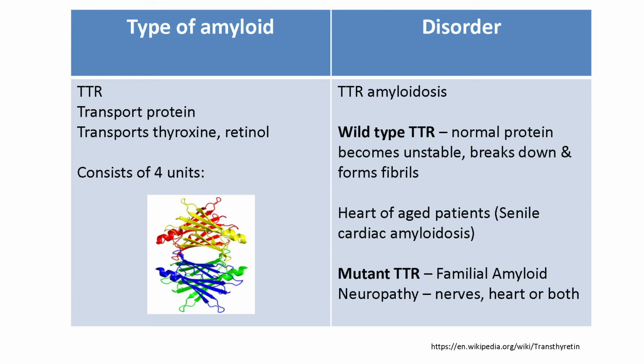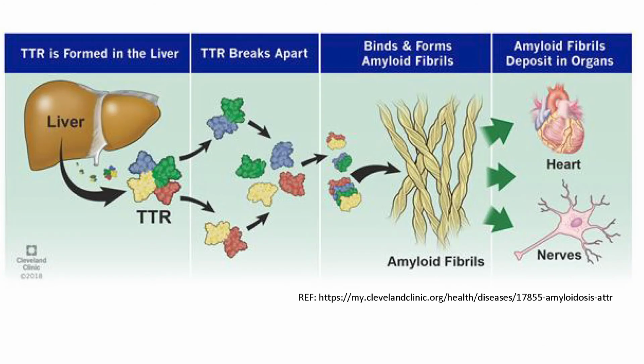Now there are 2 different types of amyloidosis. In the wild type TTR condition, the normal protein becomes unstable and breaks down and forms the fibrils, and this condition is seen in the heart of aged patients and is referred to as senile cardiac amyloidosis. In the mutant form of TTR, the liver produces the TTR, but the TTR would destabilize and form amyloid fibrils and deposit in the heart and the nerves, resulting in a condition called familial amyloid neuropathy, where either the heart is affected or the nerve is affected or both tissues are affected.